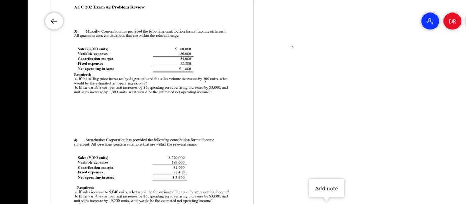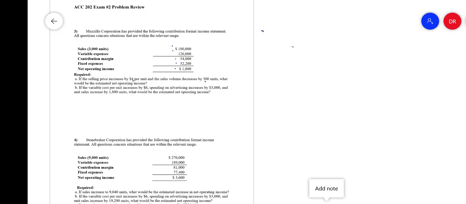Okay, here we are at number 3. Musillo provided the following contribution format income statement, and they give us the breakdown of sales, variable cost, contribution margin, fixed expenses, and net income. If selling price increases by $4, sales volume decreases by 300 units, what would be the estimated net operating income?